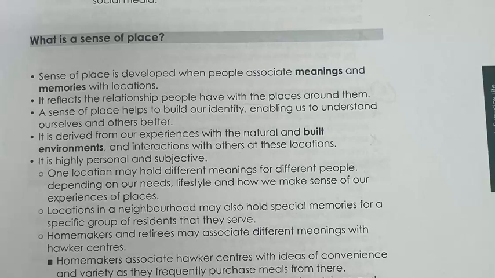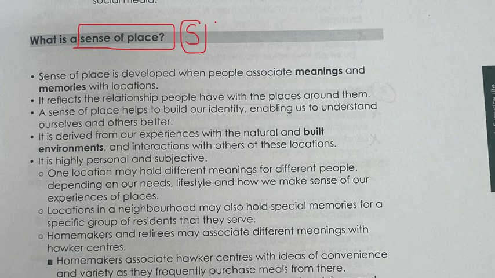So S, you already know, the sense of place here, right? Let me change the color first. So sense of place is my S, right? State point or state factor. The factor is sense of place. Then I want to look for my definition. So look at the first one. Sense of place is developed when people associate meanings and memories with locations.